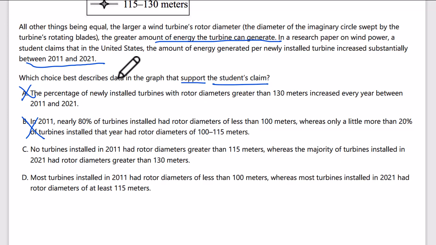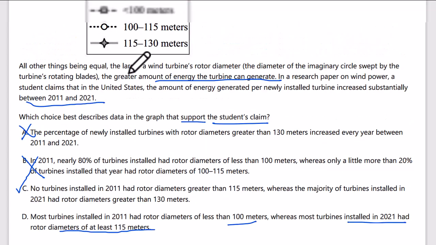No turbine installed in 2011 had rotor diameters greater than 115, whereas the majority of turbines installed in 2021 had rotor diameters greater than 130 meters. This looks pretty good, right? It shows a growth in diameter over time. Maybe there could be a better answer. Let's check D. Most turbines installed in 2011 had rotor diameters of less than 100 meters, whereas most turbines installed in 2021 had rotor diameters of at least 115 meters. So that could be good too.